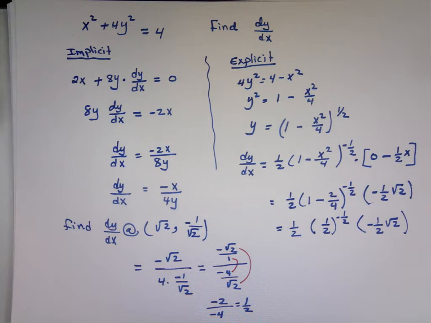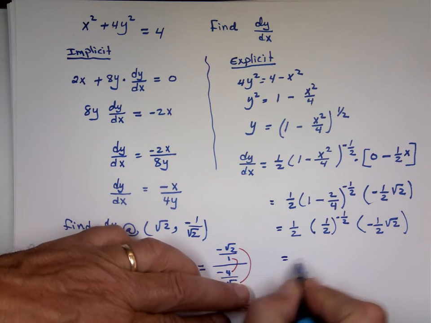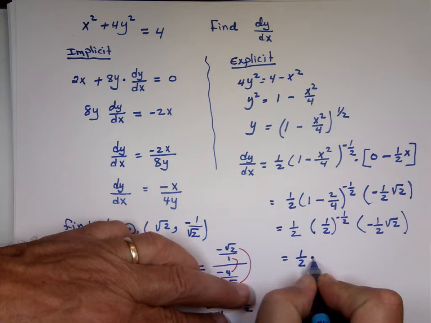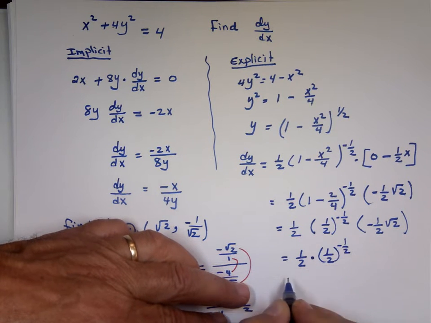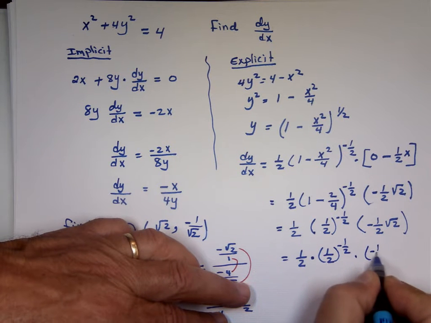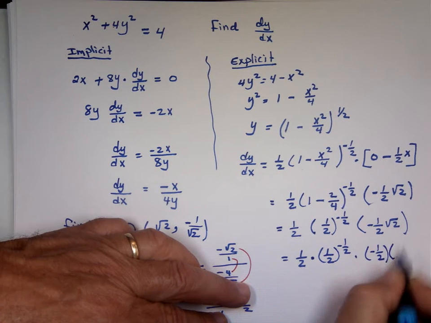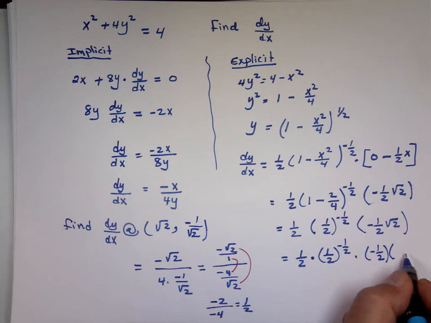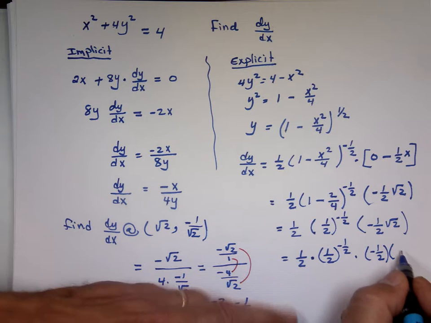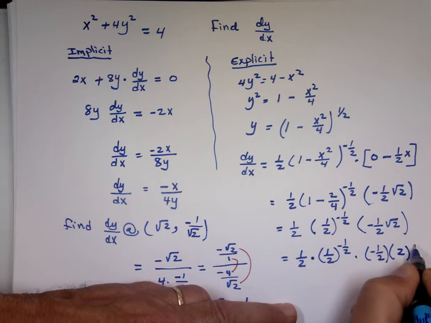Can we simplify this? Well, let's look at it. That says 1/2 times 1/2 to the negative 1/2, right? Times negative 1/2. And what's the square root of 2? Isn't it like 1? 2 to the power of what? 1/2.